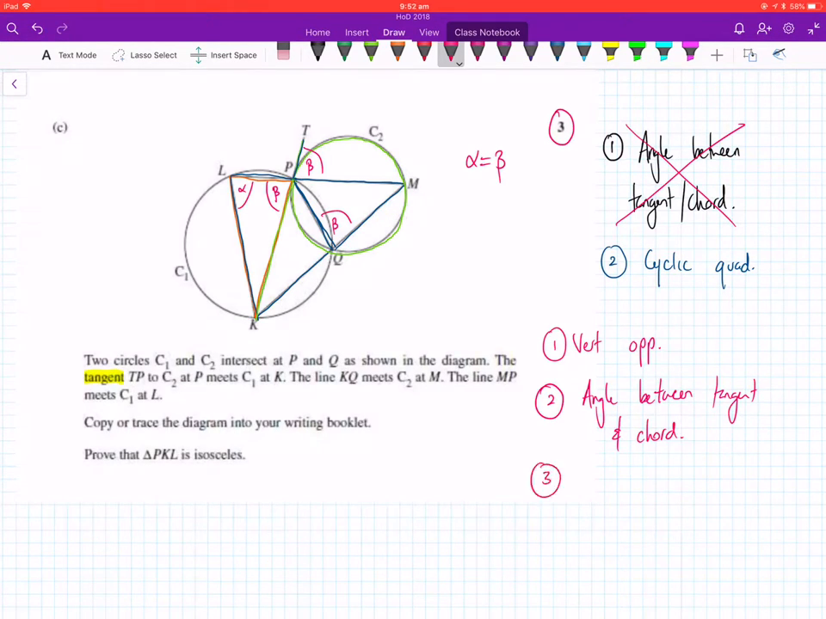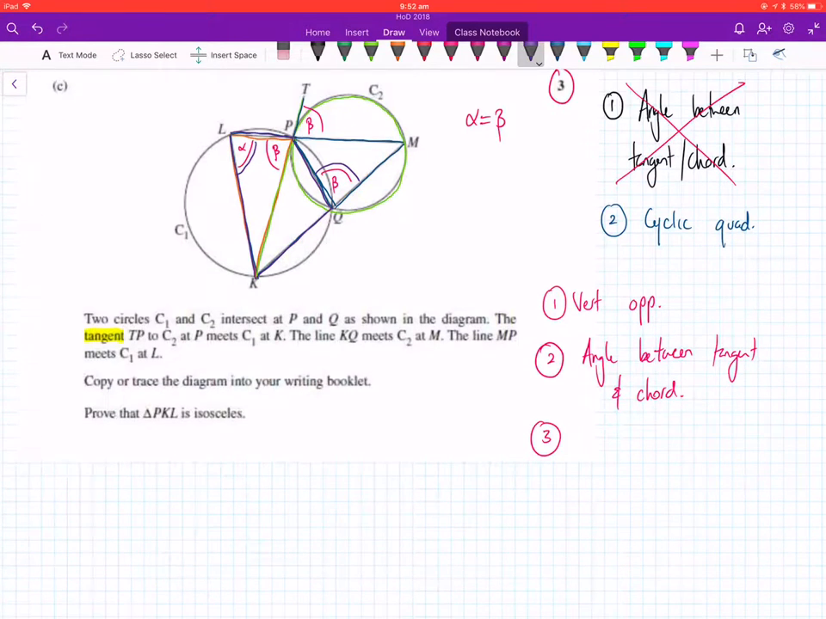One more reason we would expect, and it has to do with the cyclic quadrilateral. So the cyclic quadrilateral LKQP, that angle here is an exterior angle, and of course that's going to be equal to the interior opposite, which actually ends up finishing our question. So we're going to use the exterior angle of a cyclic quad to prove that alpha is equal to beta.